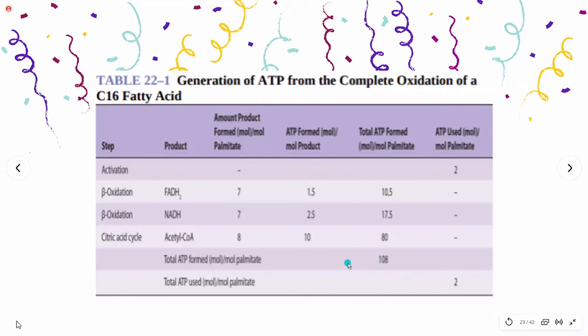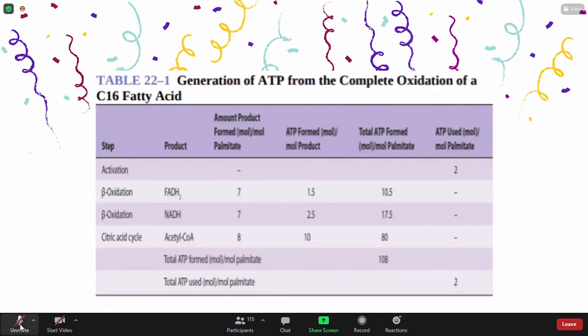What is our investment? How many ATP is our investment? You have to invest. 2. There you are. Total ATP use, 2. So what is our net amount of ATP?